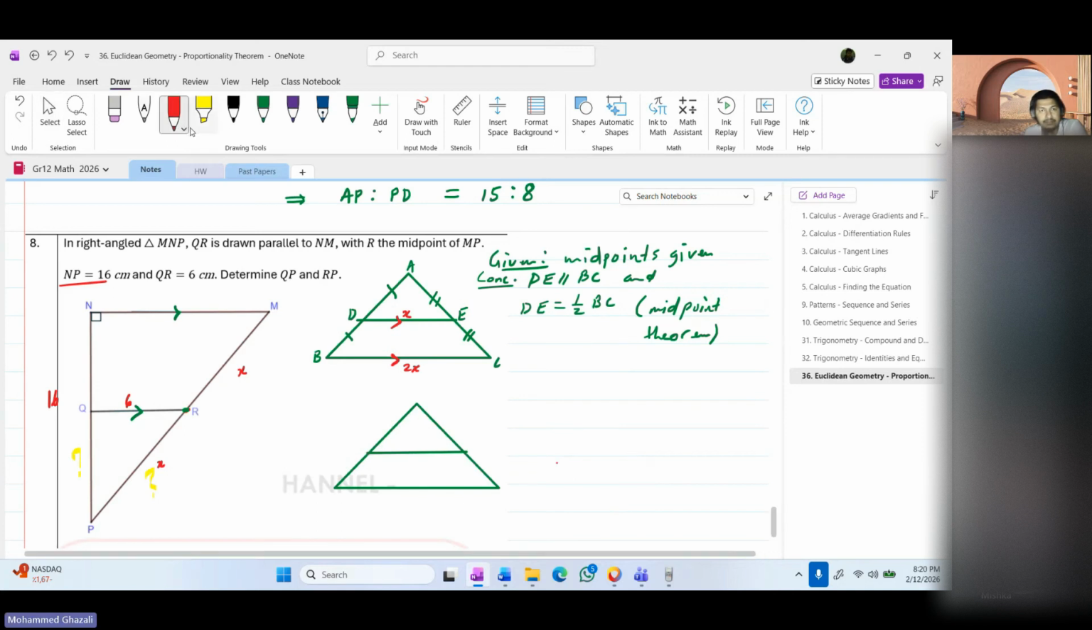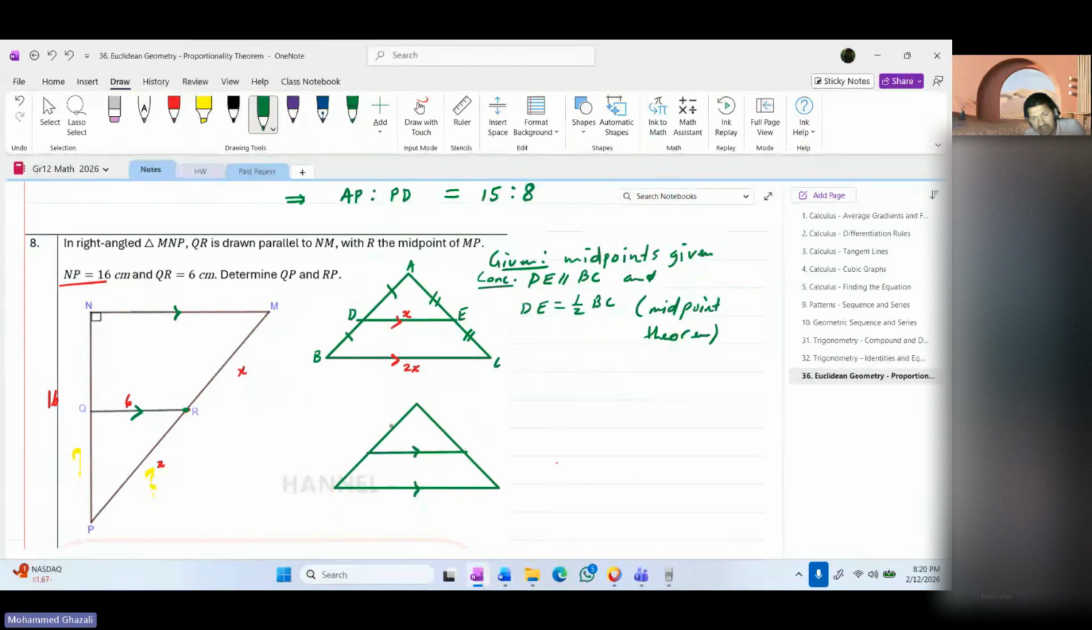All right, so in the second case, one side is given as a midpoint. We're only given that one side is a midpoint, not all the midpoints. All we are given is that AD is equal to BD, and we are given parallel lines: DE is parallel to BC.